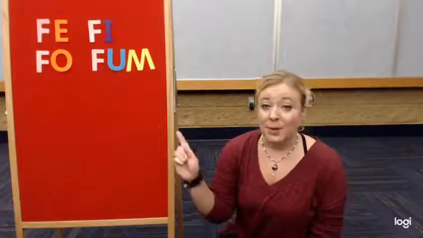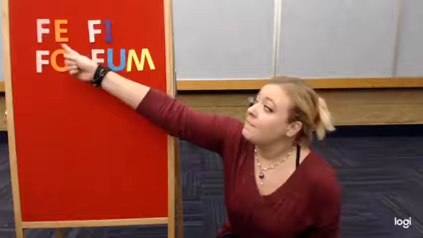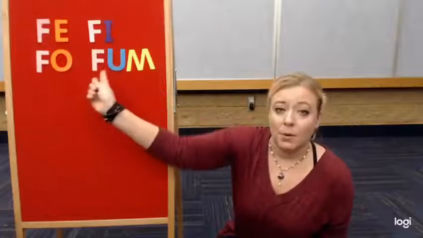Today we're going to tell the story of Jack and the Beanstalk. So you can see on the board here, I've got the words fee, fi, fo, fum. And those are going to be repeated throughout the story. And we'll talk about those in a little bit.